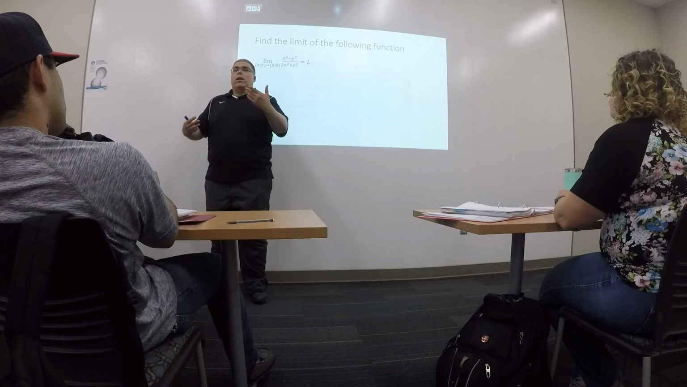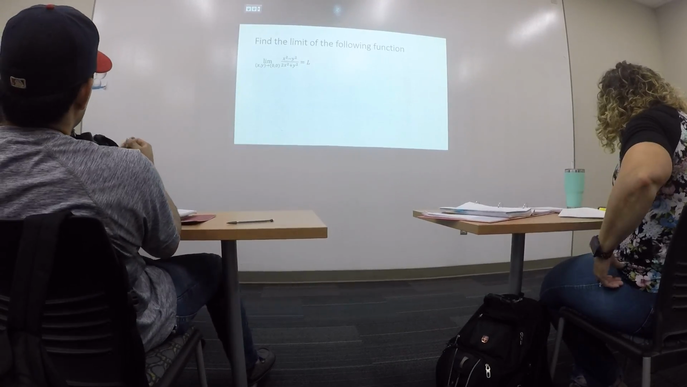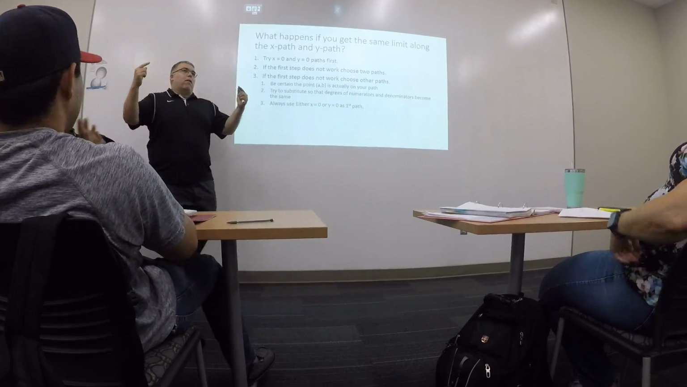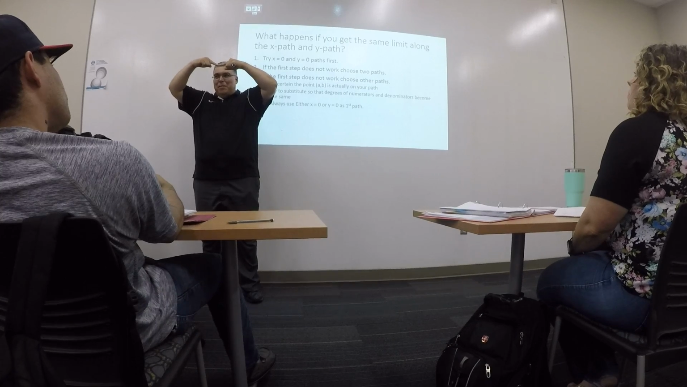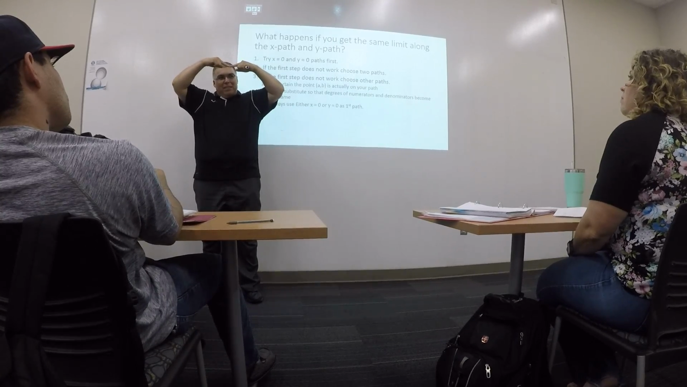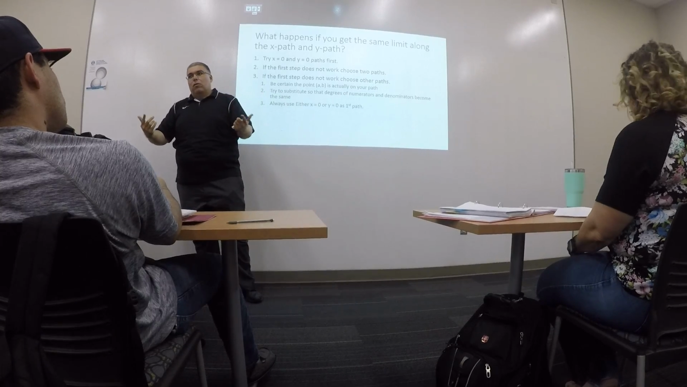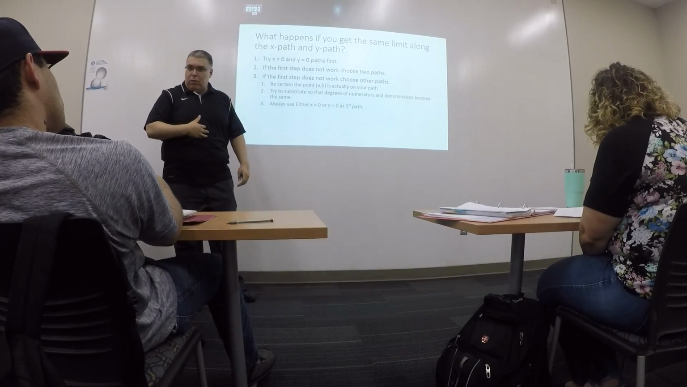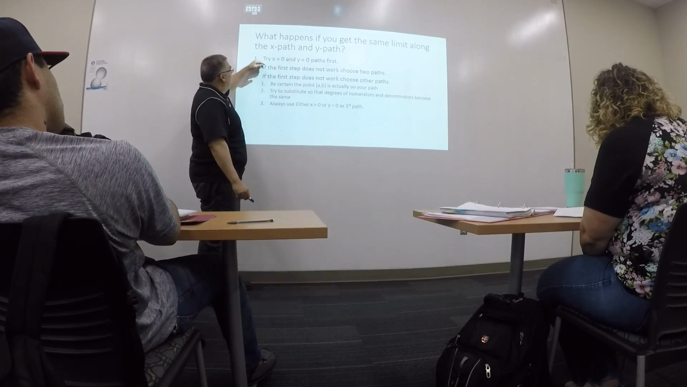But what happens if that doesn't happen? Here's the problem: what happens if I travel along the x path, travel along the y path, and they do equal? Does that prove that the limit exists along all paths? No, there are only two paths. What do you do then? That's our next focus. What do you do if they both equal? What happens if you get the same limit along the x and y path?